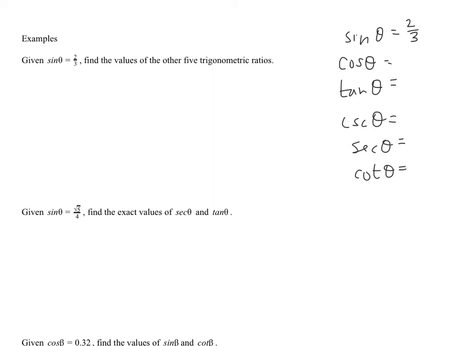Well, since I really don't have a triangle here to work with, the first thing I'd do is draw a triangle. So I'm going to draw a right triangle, and I know this is going to have angle theta. Now the only thing I know about this triangle is its sine value: the sine of angle theta is equal to 2 over 3.